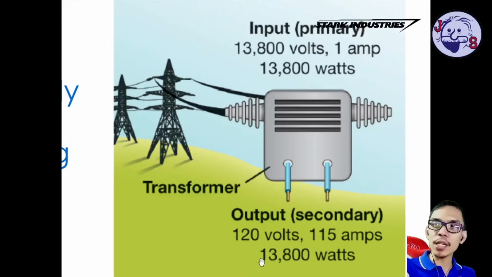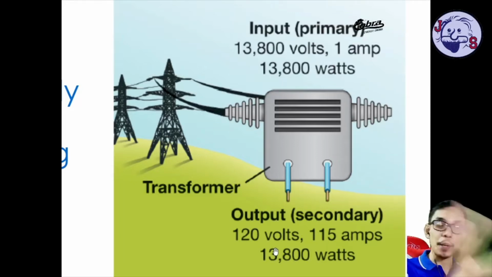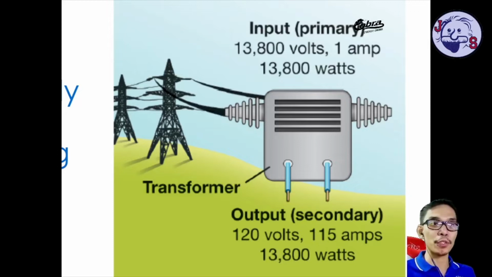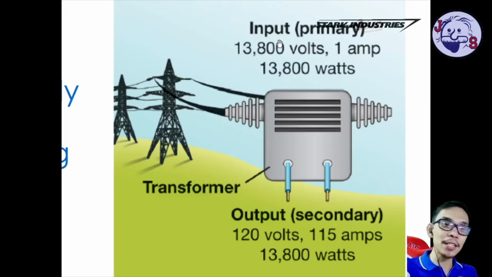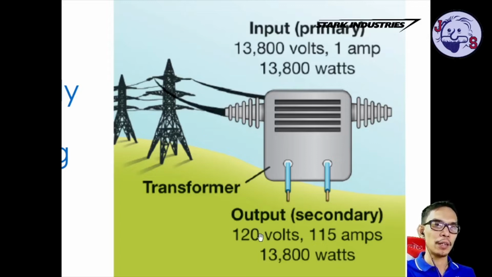But as you can see, the power doesn't change in the process. So that's the purpose of your transformer: to convert the voltage from transmission lines into a more useful one, like the one we have right here.